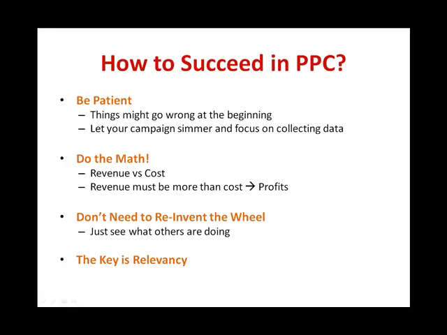So how do you succeed in PPC? First and foremost, you need to be patient. No doubt, PPC is the fastest form of traffic generation, but you need to be patient with PPC. Sometimes in the beginning, things might not go as planned. Your ads might not show because you may be bidding too low. You might start spending a lot of money on your keywords and start panicking. Most people bail because of these reasons. So let your campaign simmer and focus on collecting data in the beginning.